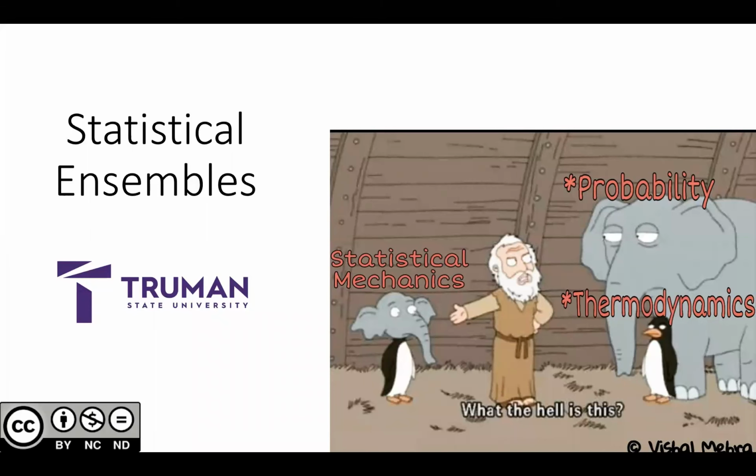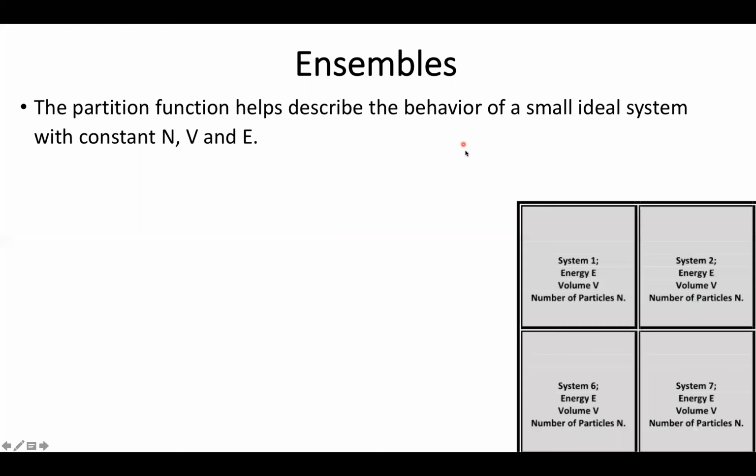So today we're going to be focusing a little bit more on how to take the energies and partition functions we described for individual small molecule systems and how we can scale these up into larger ensembles that we can use to describe the same sort of thermodynamic functions that we developed earlier in the semester. So one of the good places to start with this is to think of each of the individual partition functions describing the behavior of a small ideal system that has constant number of particles, volume, and energy.